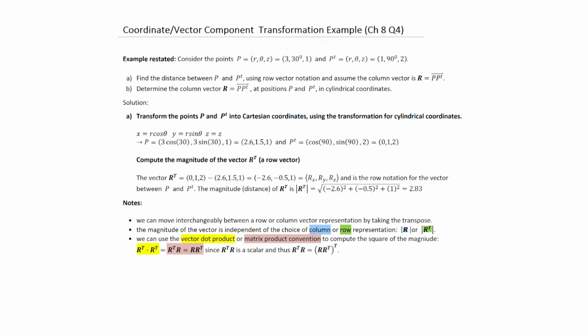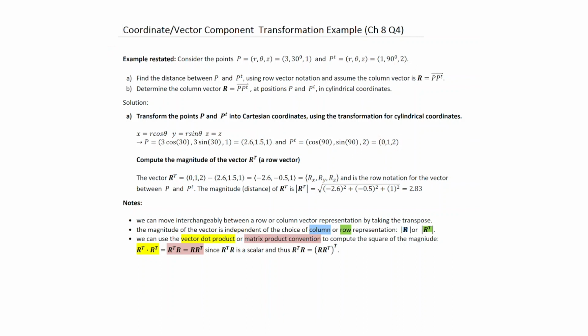So the solution to part A is to transform points P and PT into Cartesian coordinates using the transformation for cylindrical coordinates. So x equals r cos theta, y equals r sin theta, z equals z. We know what the r value is and the theta value is, so we can transform both of those into Cartesian coordinates. So there they are, there's P and there's PT.